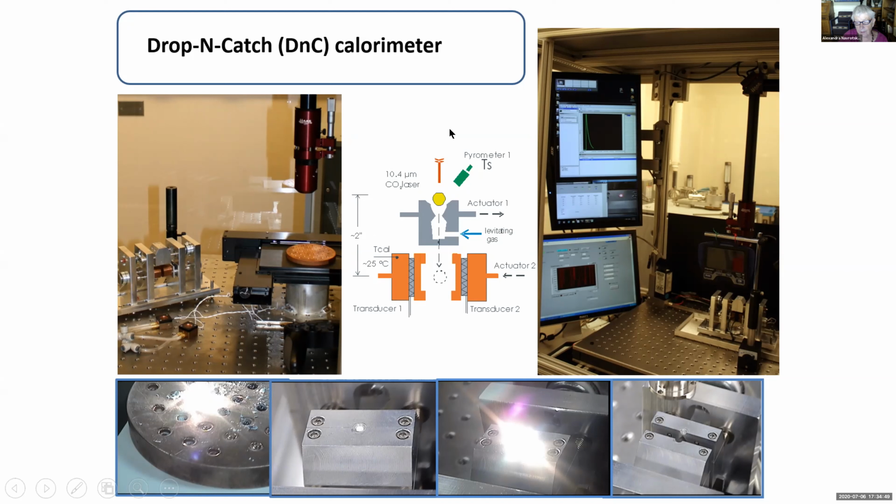So what we do basically is levitate a small sphere, typically a few millimeters in diameter and something under 100 milligrams in weight, of an appropriate material, an oxide, and then have it laser heated, measure the temperature, drop it into a calorimeter at room temperature. So this is like a conventional drop calorimeter, hot sample to cold calorimeter, and measure the energetics.